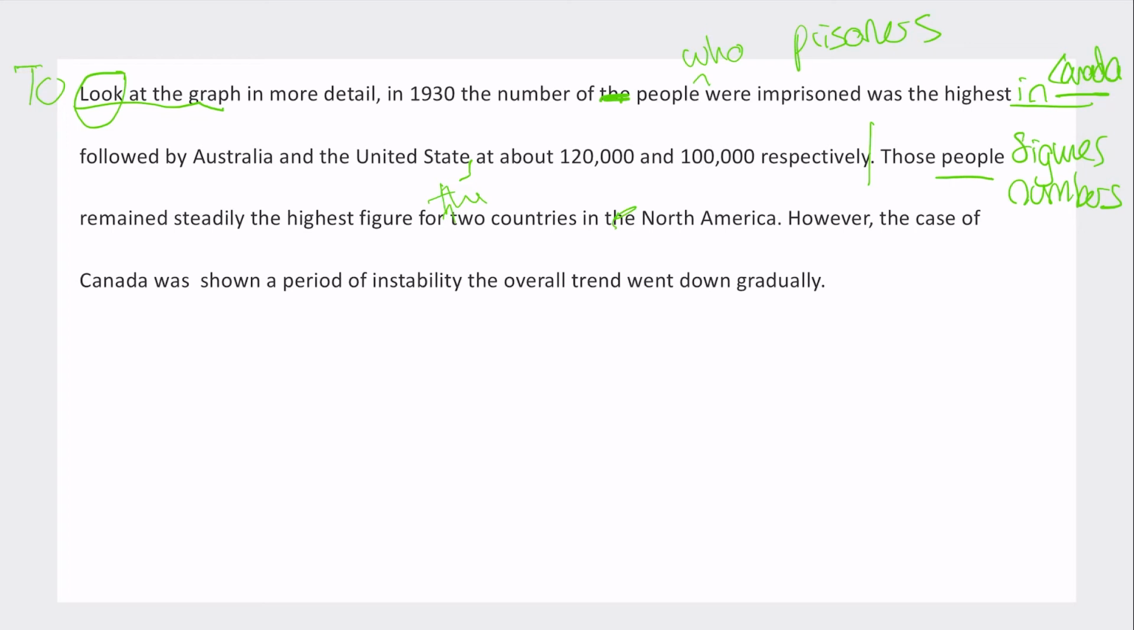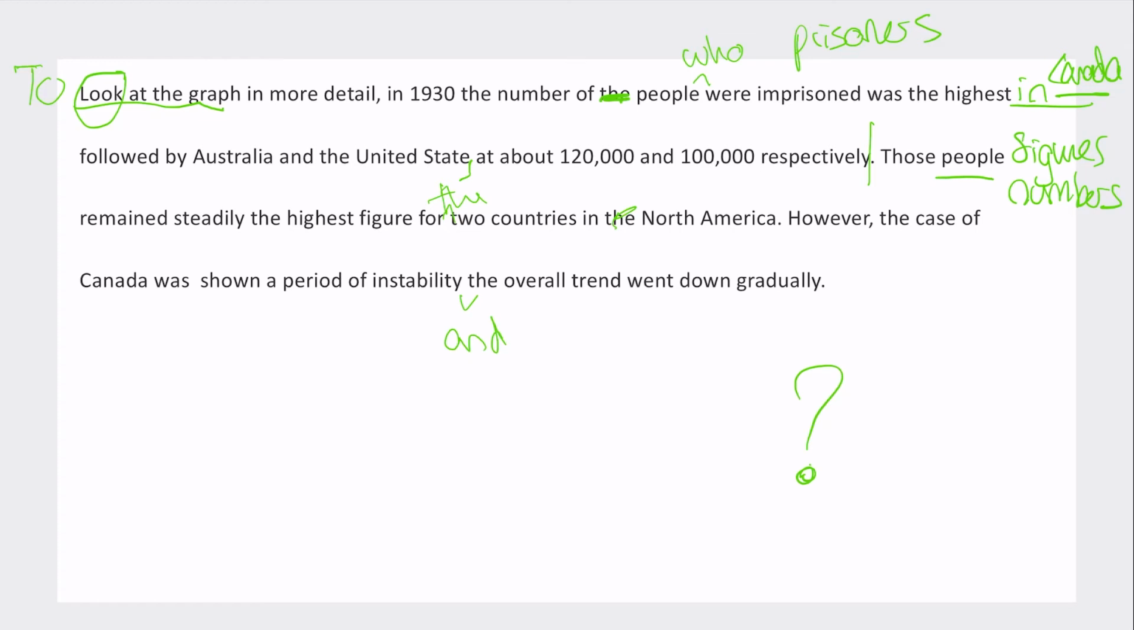However, the case of Canada was shown a period of instability, the overall trend went down slightly. Okay, so the whole feeling of this paragraph is slightly confusing. I can feel what the candidate's trying to say. They've picked out the detail. They know what they're trying to say. I think it's the structure of the sentences that is confusing for me.